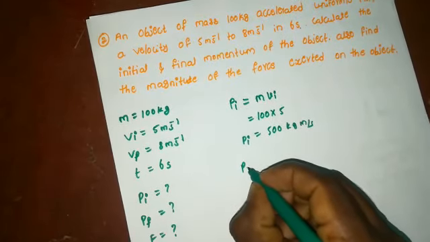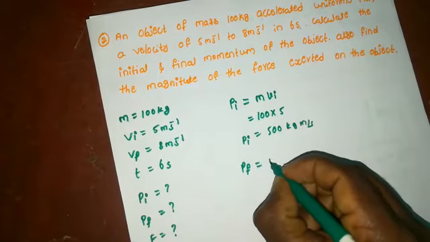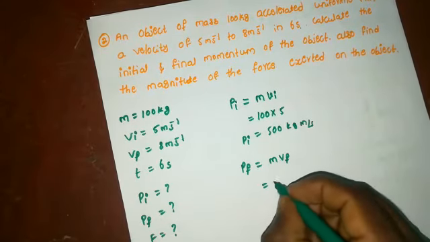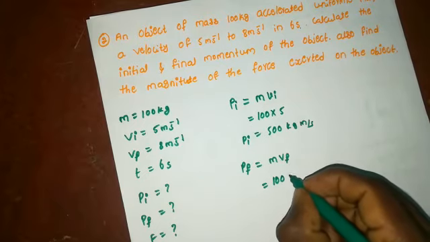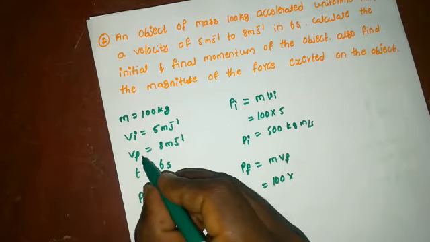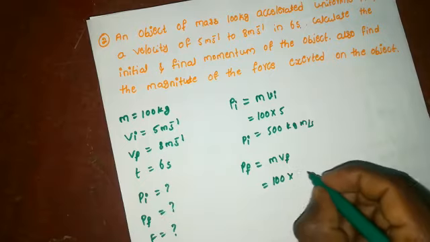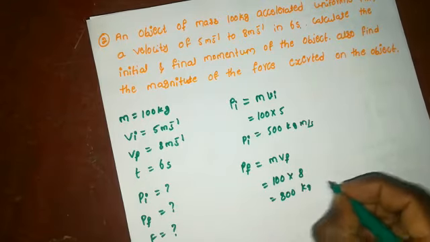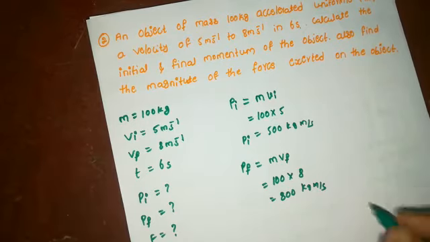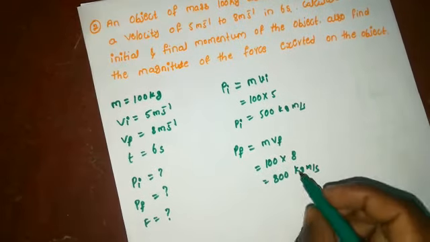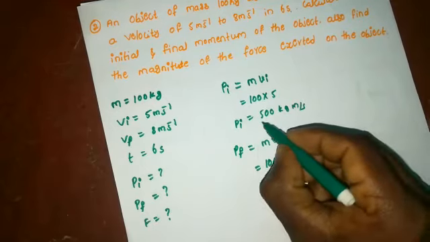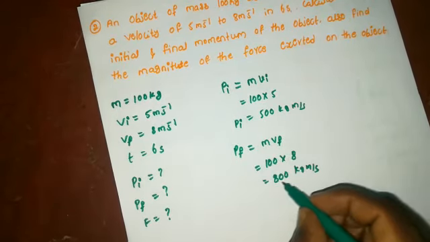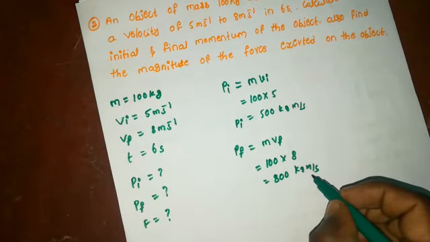Now we have to find out the final momentum pf, that is equal to m into vf, the final velocity. The mass of the object is 100 kg into final velocity is 8 meter per second, that is 8, we get 800 kg meter per second is the unit. The initial momentum is 500 kg meter per second and the final momentum is 800 kg meter per second.